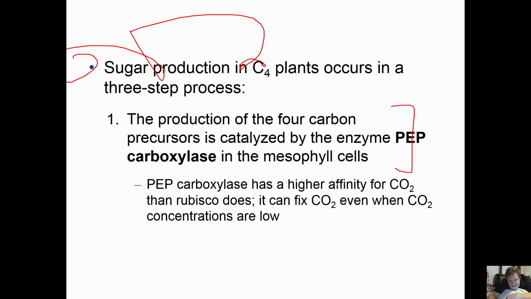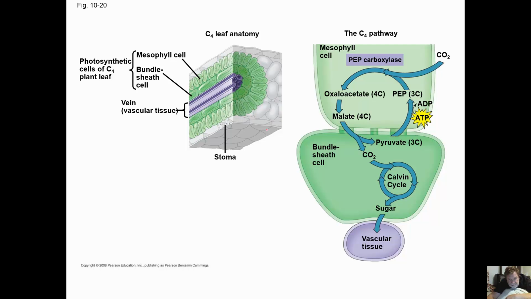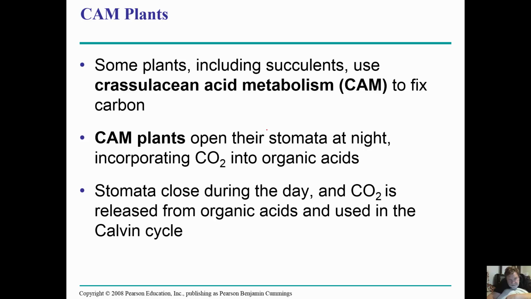First, production of 4-carbon precursors catalyzed by the enzyme PEP carboxylase in the mesophyll cells. PEP carboxylase has a higher affinity for carbon dioxide than rubisco does. These 4-carbon compounds are exported to bundle sheath cells. Within the bundle sheath cells, they release carbon dioxide that is used in the Calvin cycle. Okay.